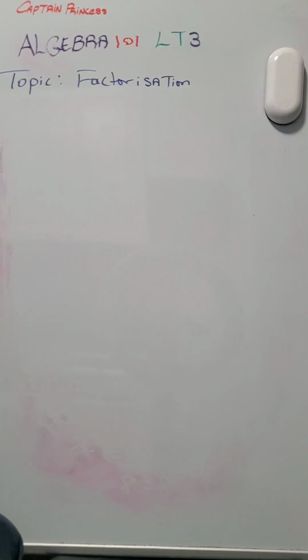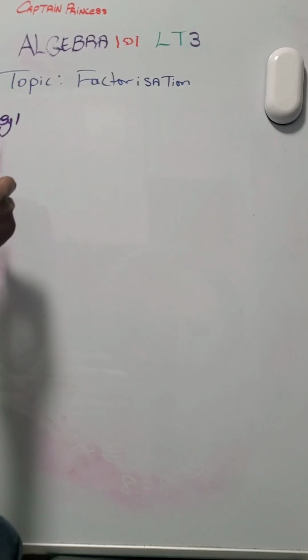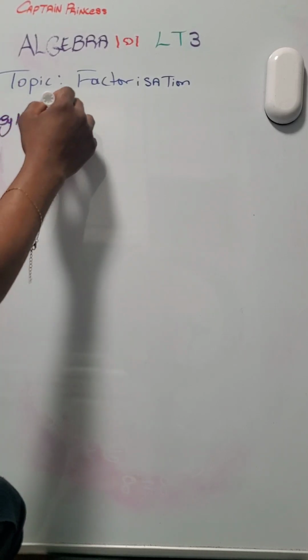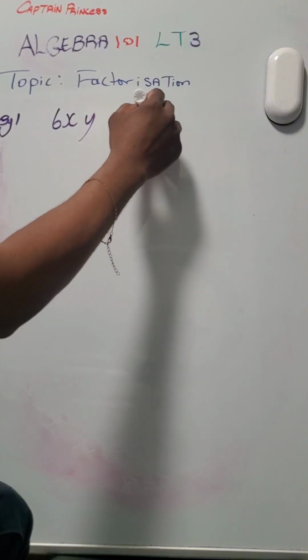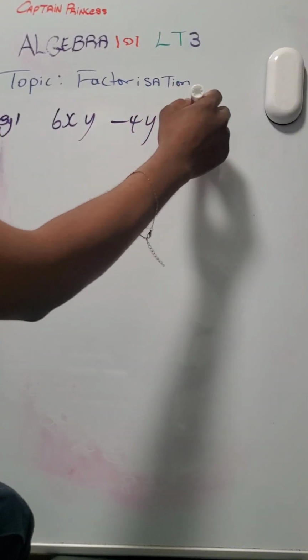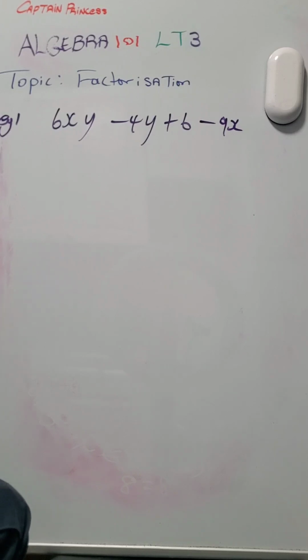But let us do some factorization, guys. So example number 1, let us factorize 6xy minus 4y plus 6 minus 9x. With this, we're going to do it as it is, and then we're going to regroup it and see if we get the same factors.